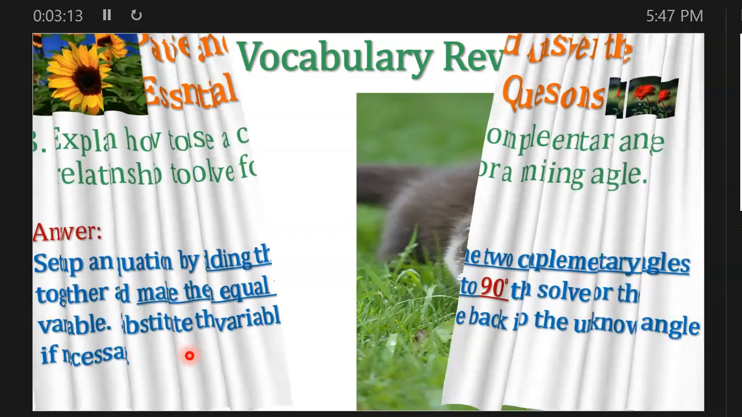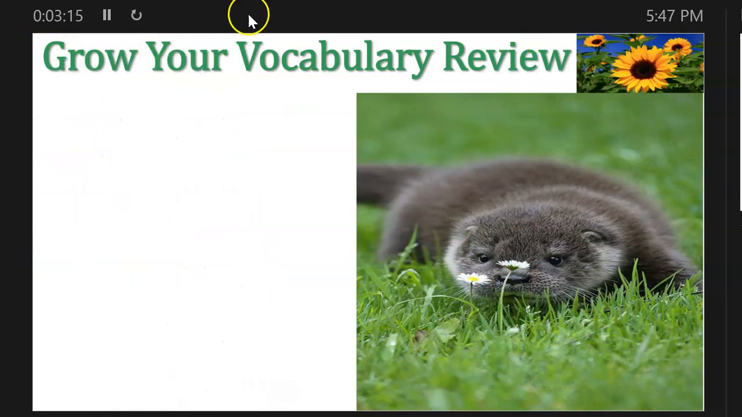Great job! So let's do our quick vocabulary review, and this little otter is just adorable. It's one of my favorites. Okay, so theorem is like a math law. It's something that has been proven to be true over and over and over again. Triangle sum theorem is when we add all three angles in a triangle together and they always equal up to 180 degrees.